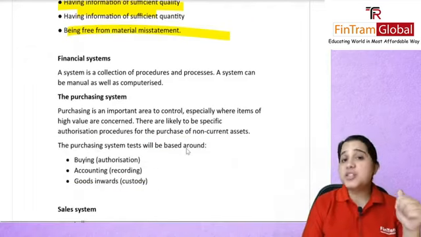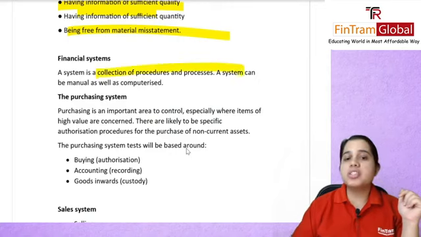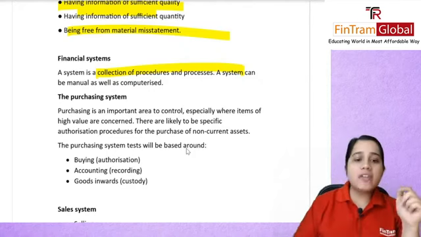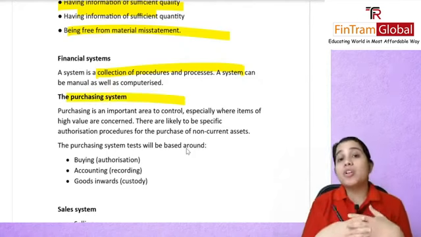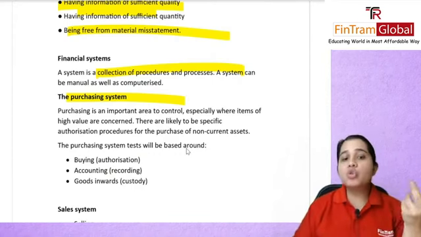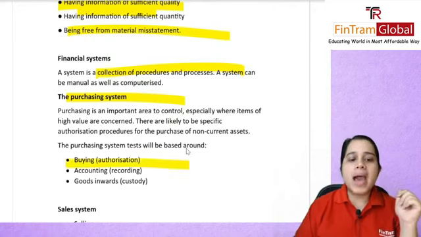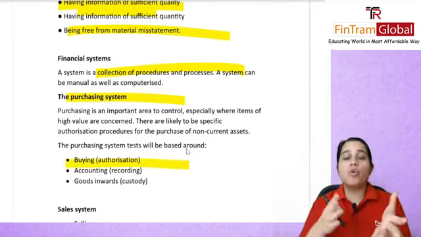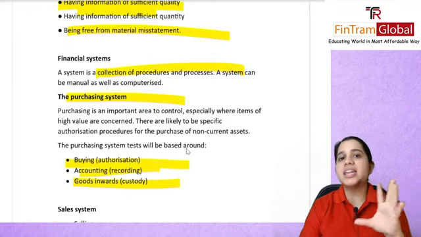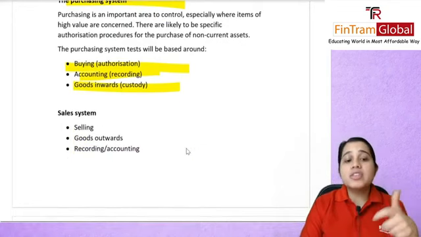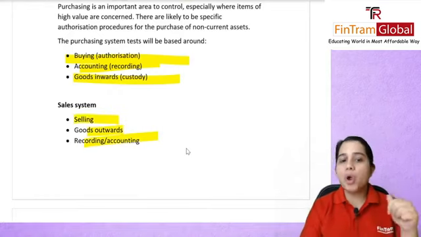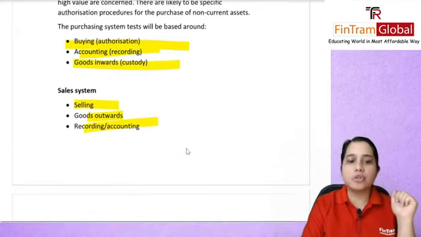Then we talked about the financial system, wherein we said a system is a collection of procedures and processes, and a system can be manual as well as computerized. So you have your purchasing system. This was an important area to control because you are purchasing raw materials or items, and you will have to go through some sort of authorization. Buying will probably need an authorization, where only certain persons can authorize up to a limit. You will be recording it, which comes under accounting, and of course goods inward, that is who will keep them safely, custody. You have your sales system: goods are going outwards, and you have to make sure that you're recording the entries properly, and whatever money you're getting, recording that properly also.